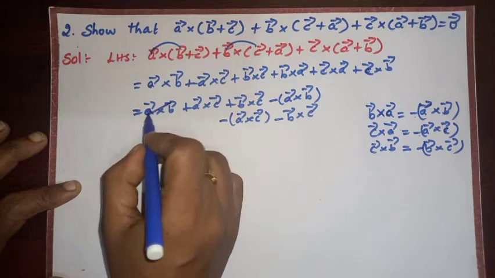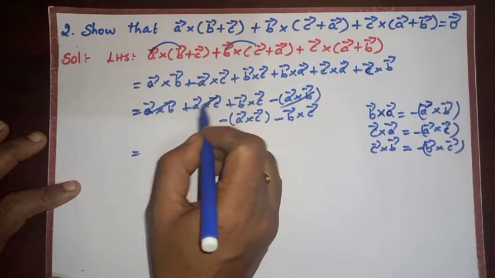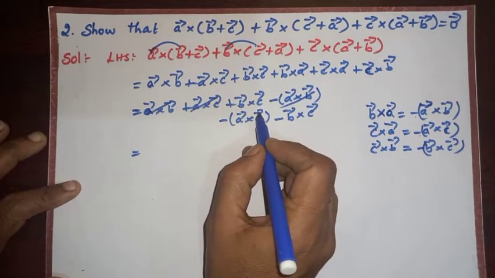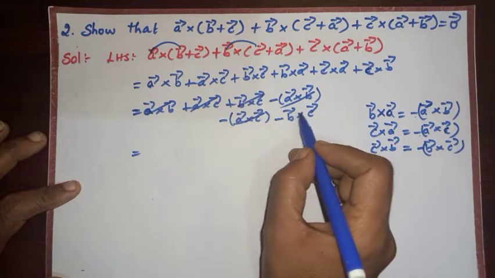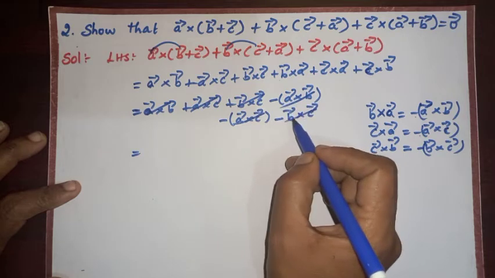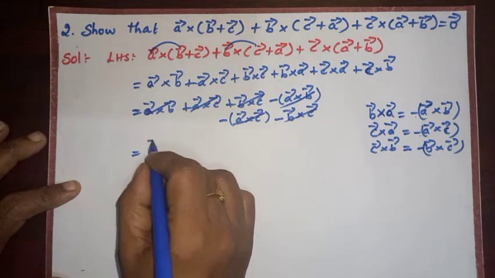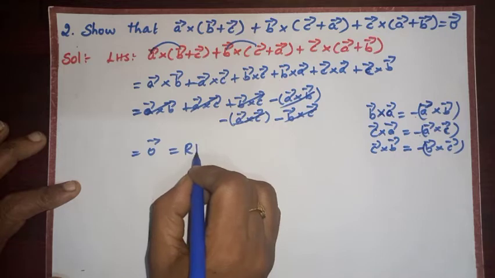Now these two will be cancelled. Here also vector A cross vector C will be cancelled. Vector B cross vector C minus vector B cross vector C will be cancelled. Then we are getting the zero vector, which is equal to the RHS.